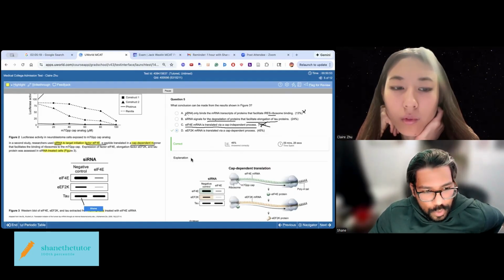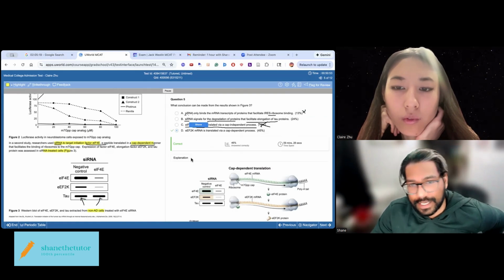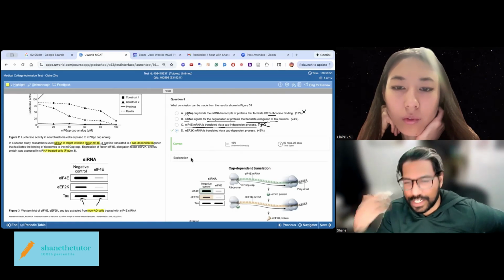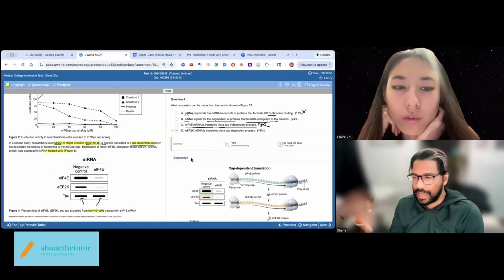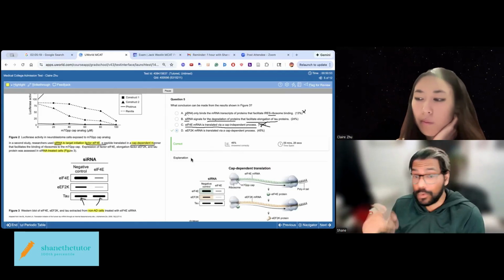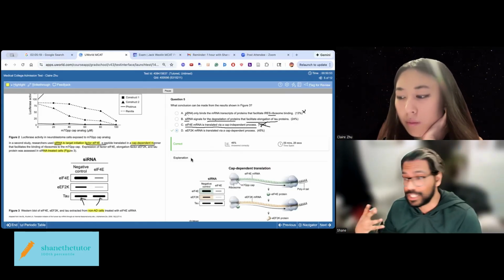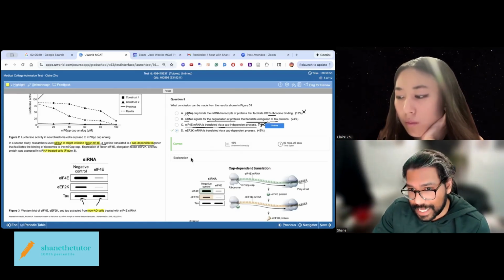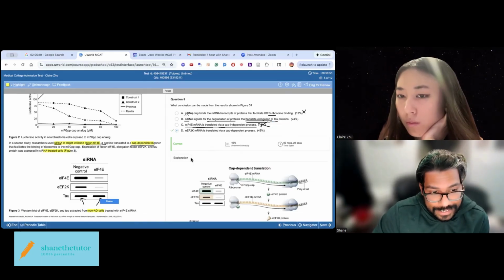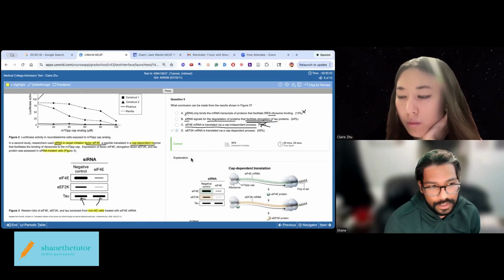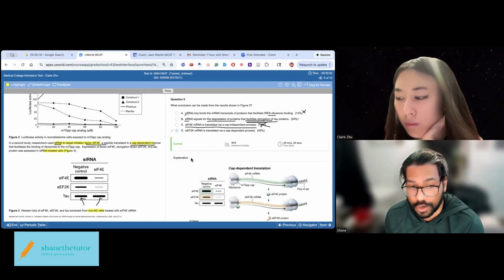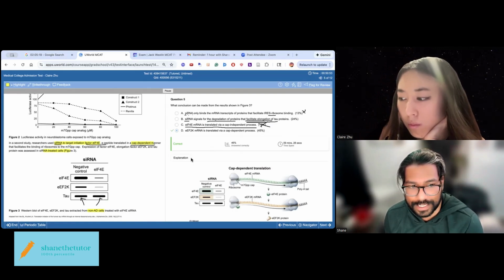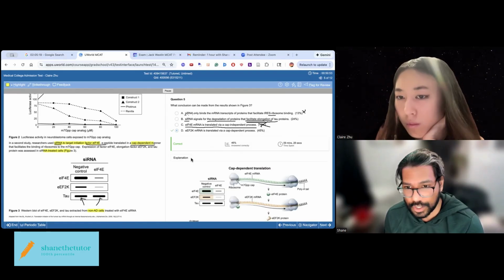And then B says degradation of proteins that facilitate elongation of tau proteins. But first of all, siRNA is not going to signal for the degradation of a protein. It's going to silence an mRNA. Something that will signal for degradation of proteins is like ubiquitination. But aside from that, the part that says facilitate elongation, we have identical bands for the tau protein whether you are silencing the ELF4E or not. So that would rule out B.